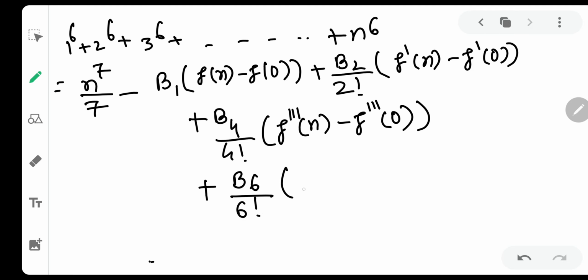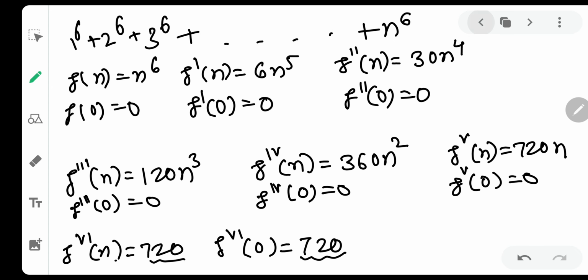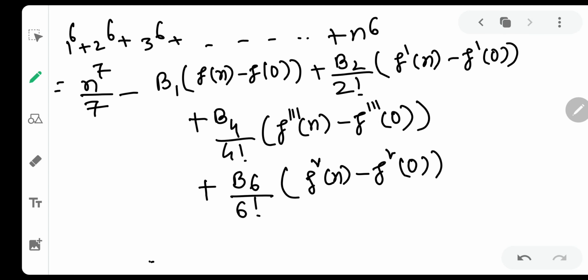b6 by 6 factorial times f5 of n minus f5 of 0. I will not write down the b7 term, then comes b8, but up to b8 the derivative goes to 0, right? See, the derivative has gone 0 at 6 only, so b8 is totally not required because at b8 the derivative will be 0. Hence I am not writing down the later terms.